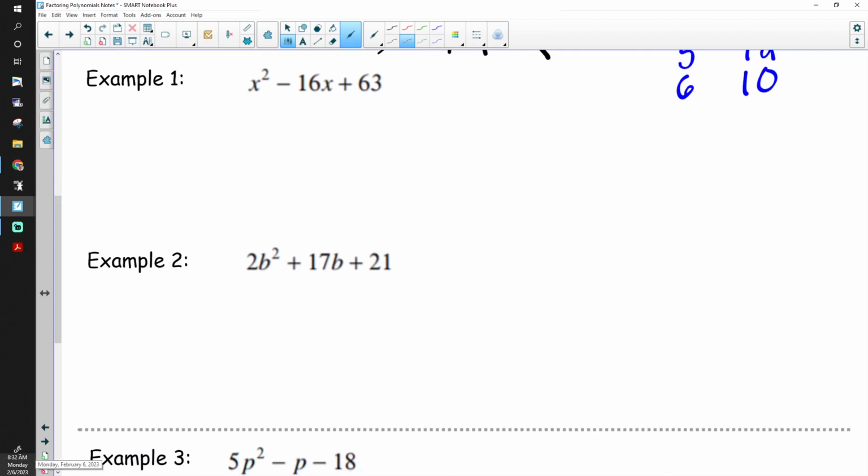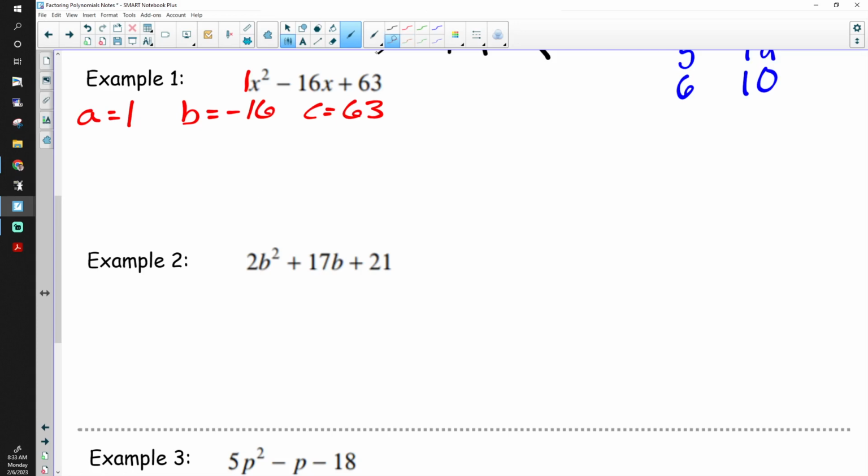So what is our a, b, and c here? What number's in front of that x squared? 1. So a is 1. My b is, careful, positive or negative 16? Negative 16. And c is 63. Now, why didn't I ask if there was a GCF this time? Can there be a GCF when one of your values is 1? Nope, because you can't divide 1 by anything. Okay, so here's our a, b, and c.